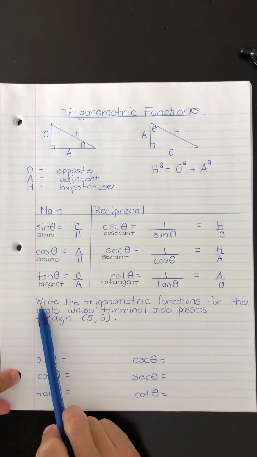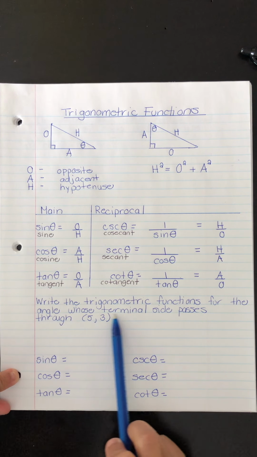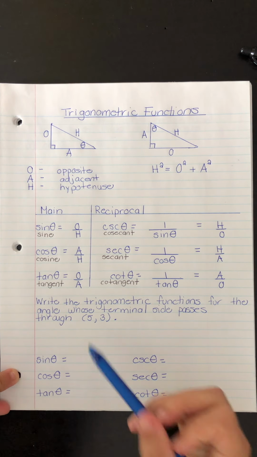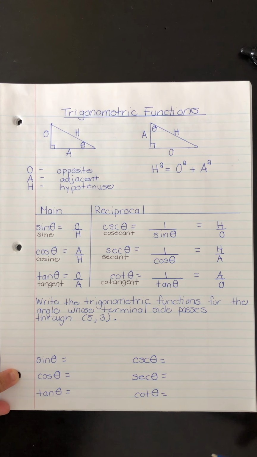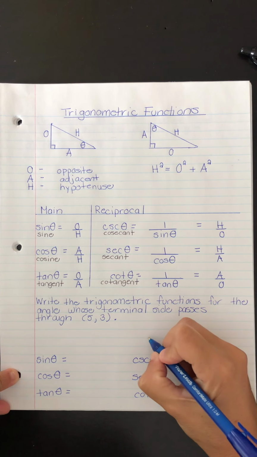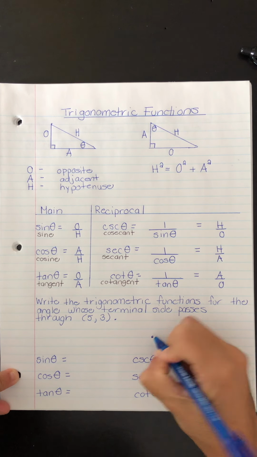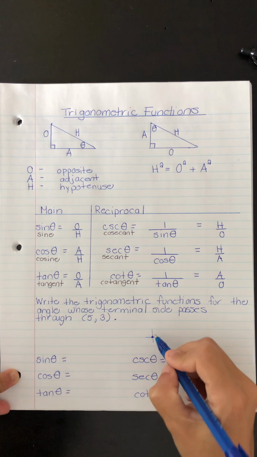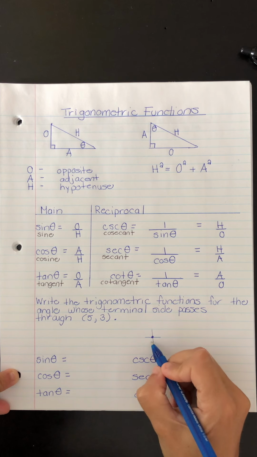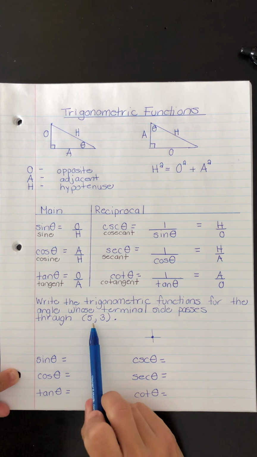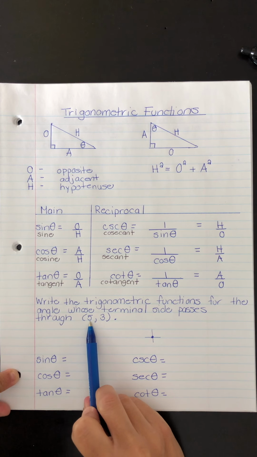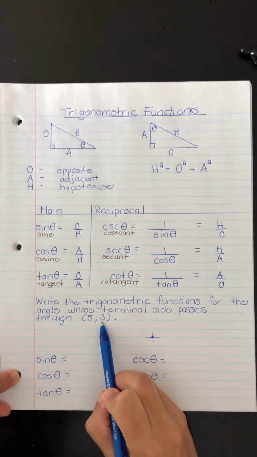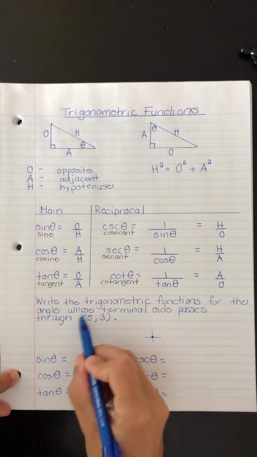So let's just try this example. Write the trigonometric functions for the angle whose terminal side passes through the point 5, 3. So the first thing we're going to do is draw this triangle. So I'm going to say that this is the origin right here. So this is where, in other words, the x and the y axis would meet like this in our Cartesian plane. So what we want to do is go 5 units to the right, since x is 5. So 5 units to the right, followed by 3 units up, since y is 3. And that way we can locate this point.